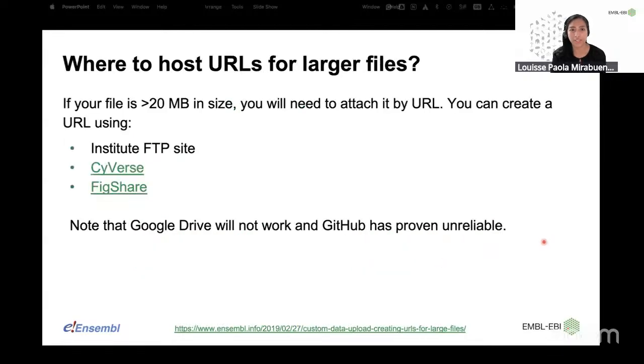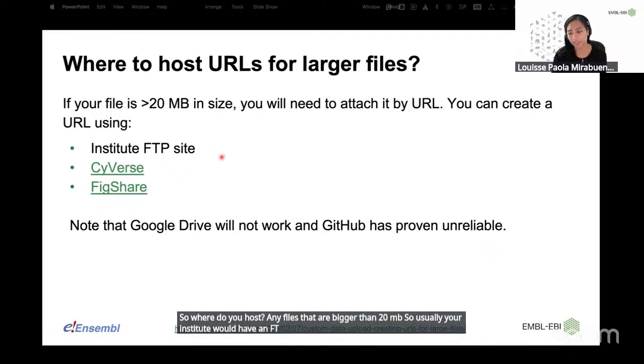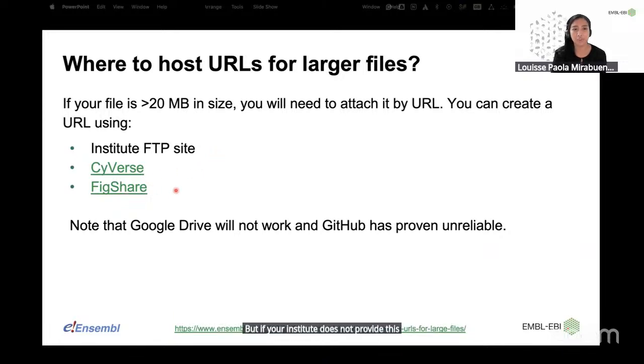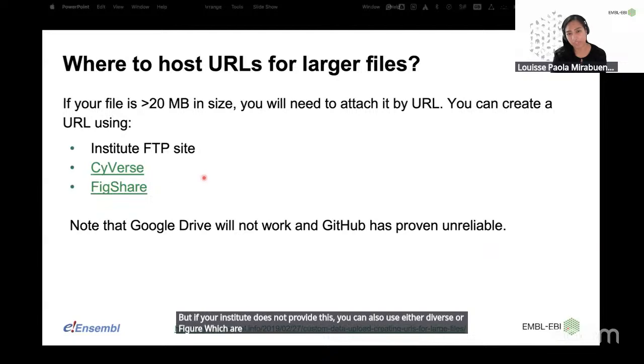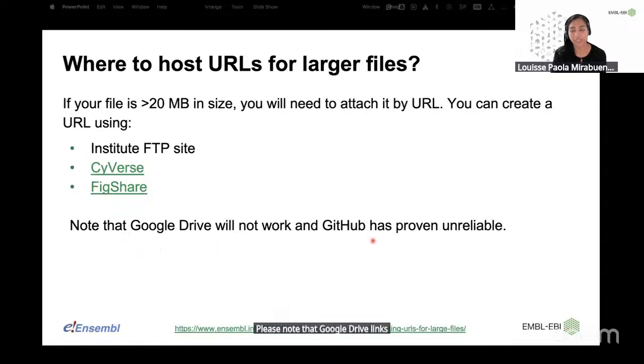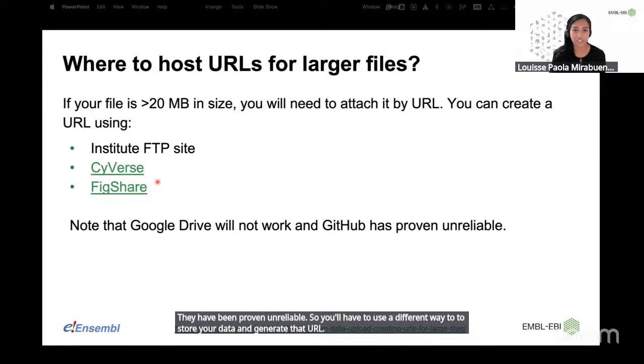So where do you host any files that are bigger than 20 MB? Usually your institute would have an FTP site where you can upload your data. But if your institute does not provide this, you can also use either CyVerse or Figshare, which are websites where you can upload your data to generate a URL. Please note that Google Drive links or GitHub links will not work. They have been proven unreliable, so you'll have to use a different way to store your data and generate that URL. But CyVerse and Figshare are pretty good.